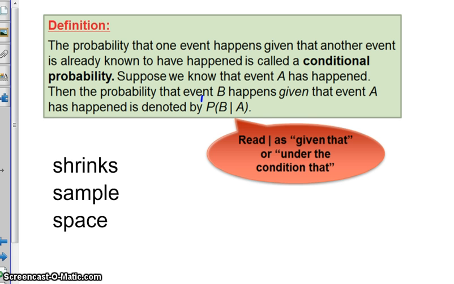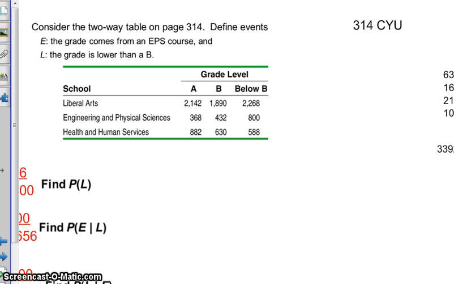Now, here's the notation we have to recognize. Notice how it's read: the probability that B happens, and this line right here means given, given that event A has already happened. Okay, so an example. Here's a two-way table from our book. We want to know the probability of L, the probability that the grade is lower than B.